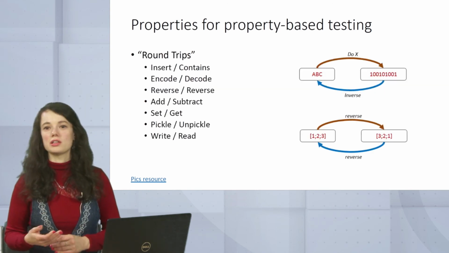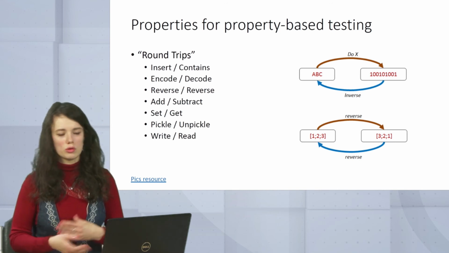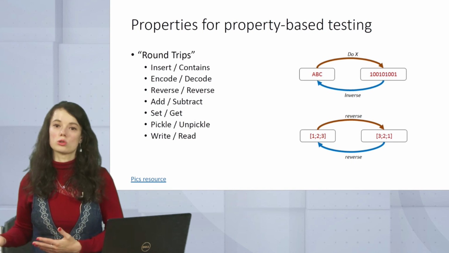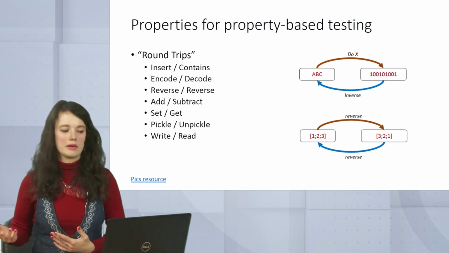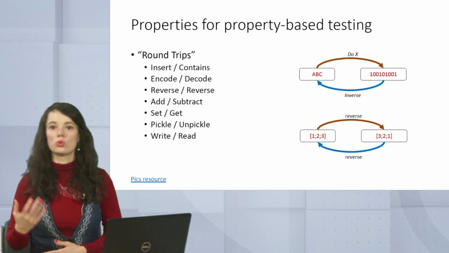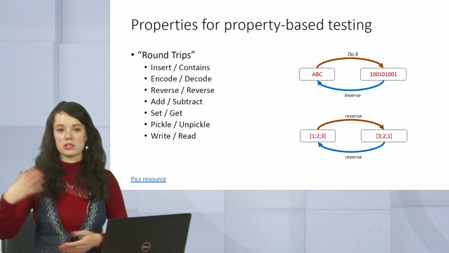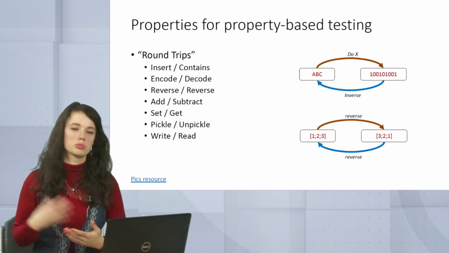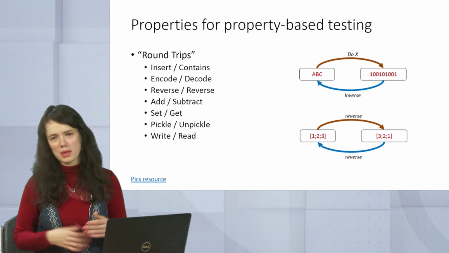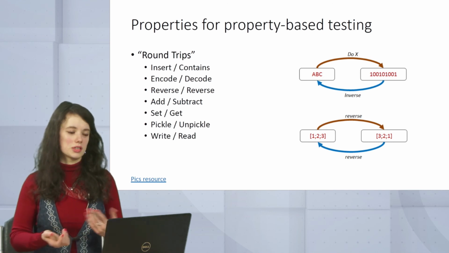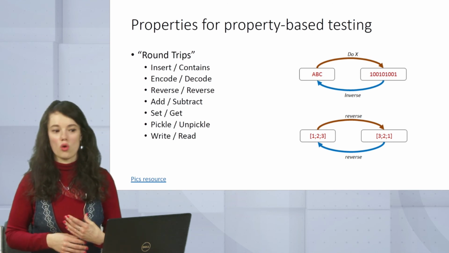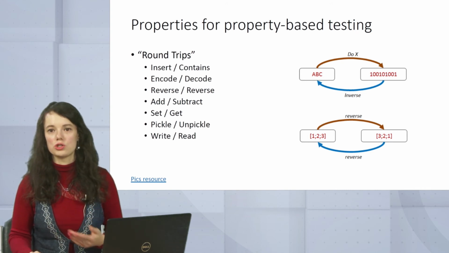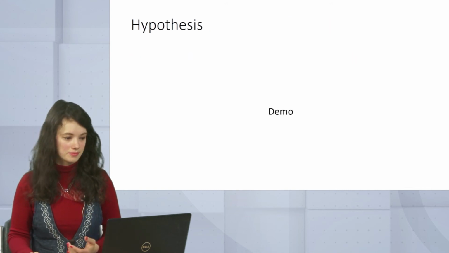A very nice strategy is round trips. For example, you encode your data, your categorical features, with a feature encoder, and after that you want to decode it. And after decoding, the output should be as the input was. You may add, subtract, you may insert, contains. There are different types of round trip strategies which you can use.